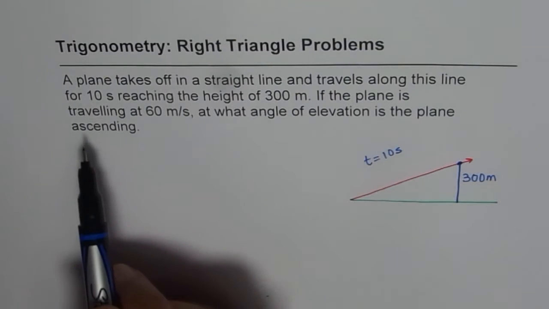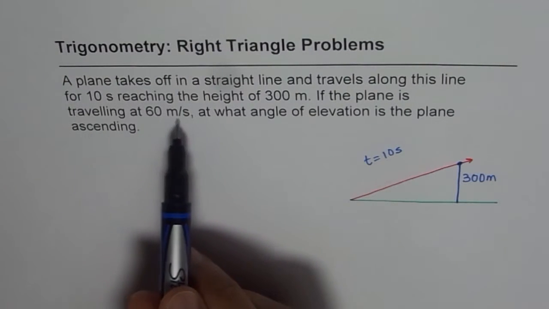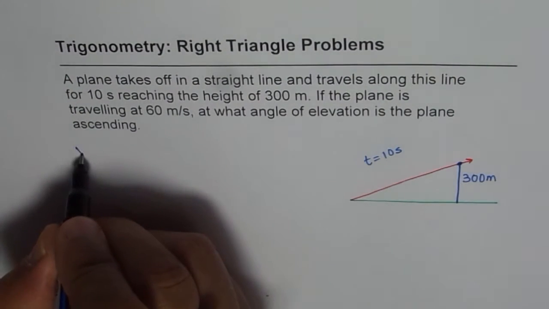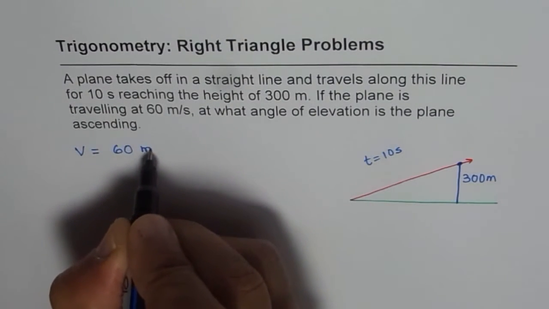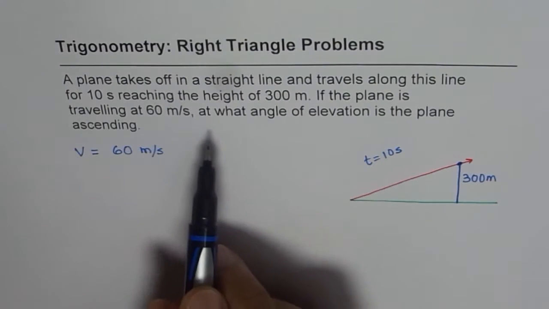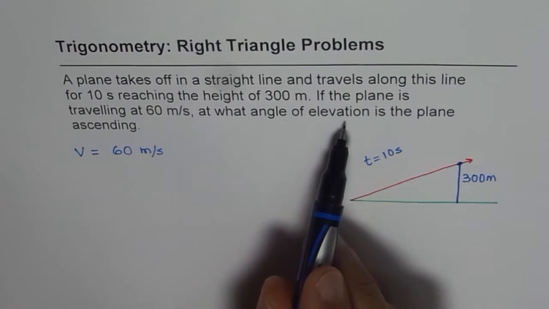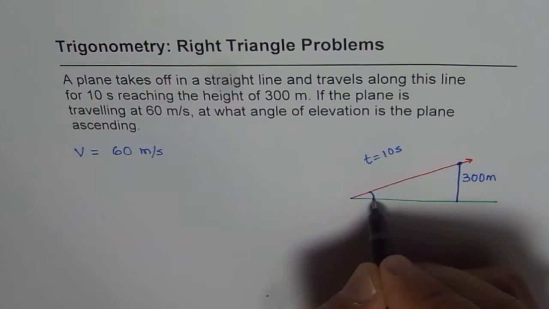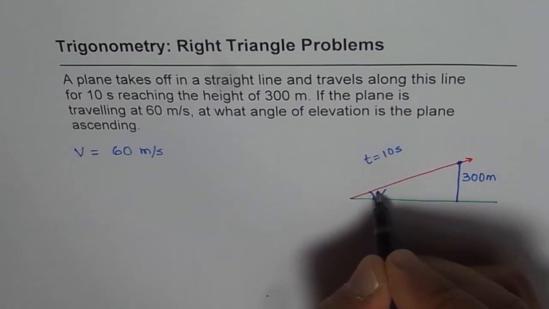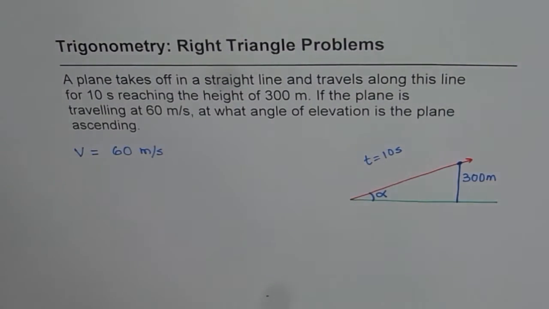If the plane is traveling 60 meters per second, so we are given velocity or speed of the plane as 60 meters per second, at what angle of elevation is the plane ascending? Let's say this angle of elevation be alpha. Now we need to find this angle of elevation.